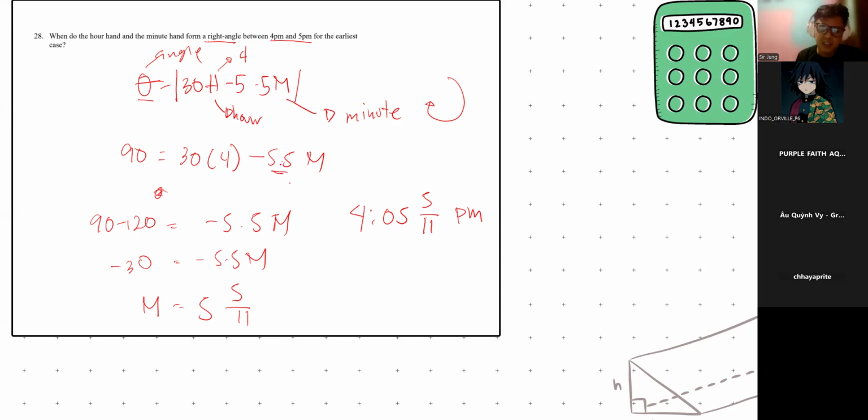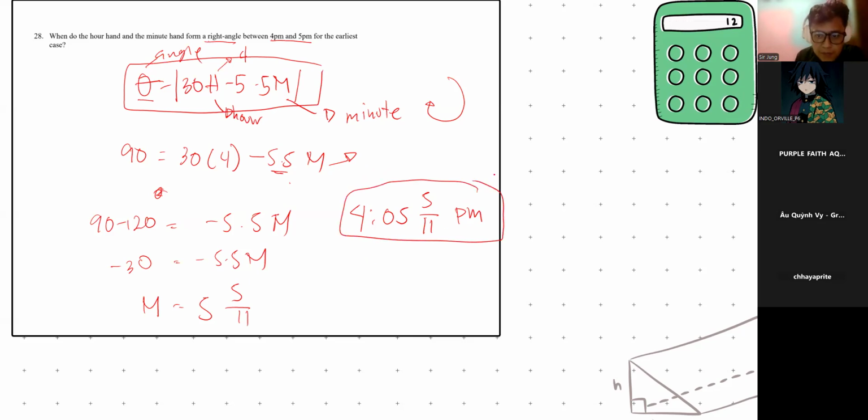The derivation is quite long, so I don't really want to talk about it here because it's almost time. If you are curious about this formula, you can search it on Google if you want. I'm just saying that if you encounter this kind of problem, just remember this formula always. So the answer is 4:05 and 5/11 p.m., because we have a minute that is equal to 5 and 5/11.